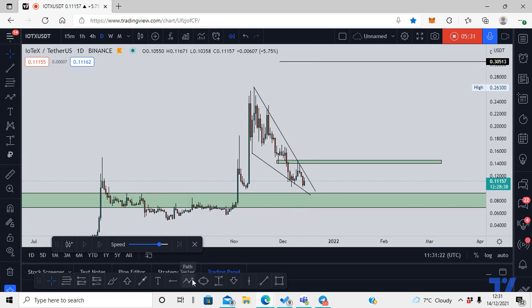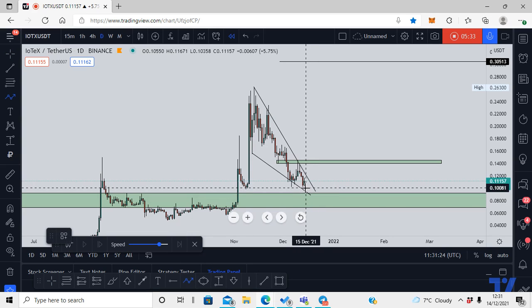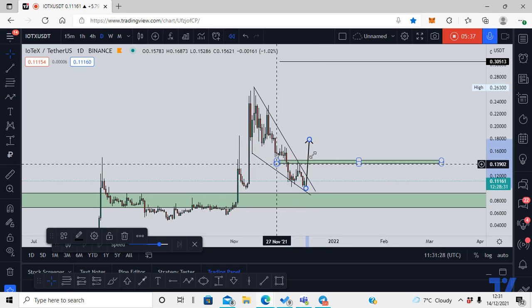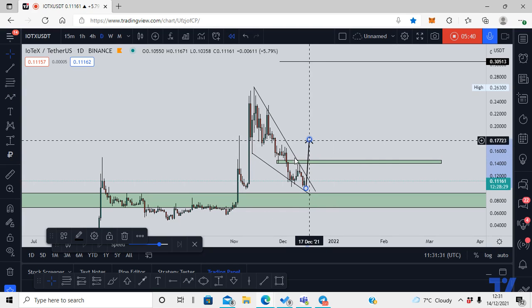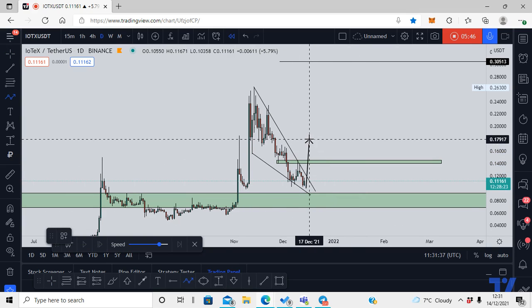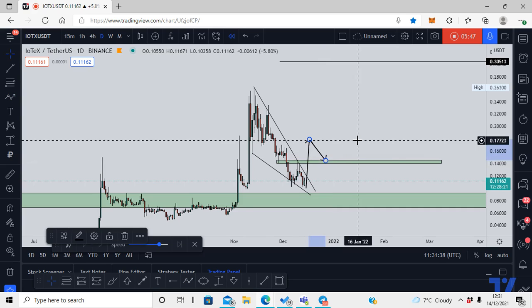What we first need to see before we can look for an entry to long is a daily impulsive move close above this level of resistance. If we see a daily candle close above this area, it will once again become support, and we will wait for a correction to this zone.